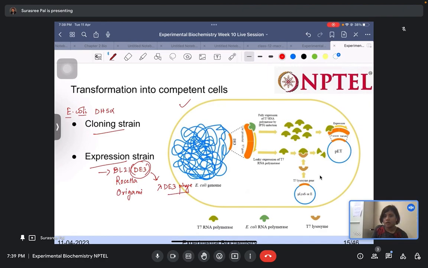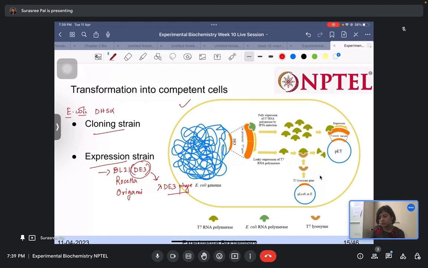From this lambda DE3 lysogen, this particular sequence is incorporated in the E. coli genome, so the point is that this contains a T7 RNA polymerase gene. The portion of this lambda DE3 gene which has been incorporated in the E. coli genome contains the gene of the T7 RNA polymerase. And why is it done? To prevent any leaky expression. So how is that actually performed?